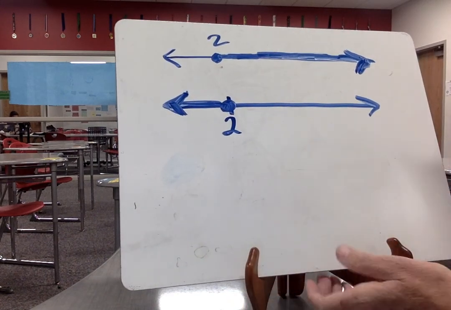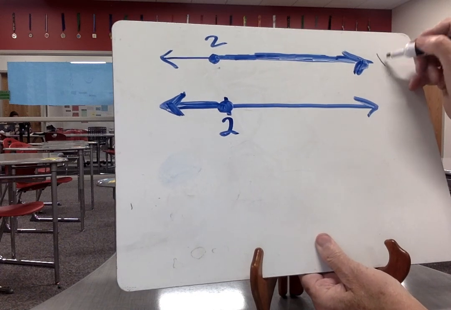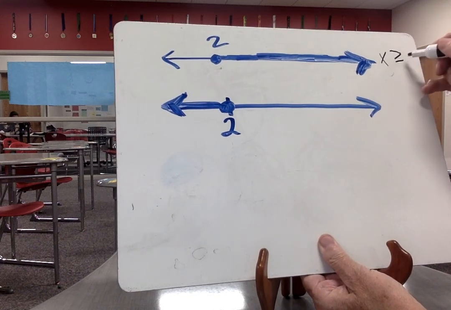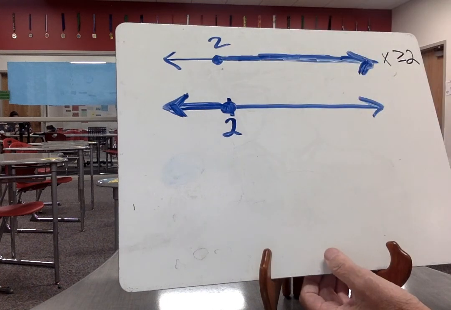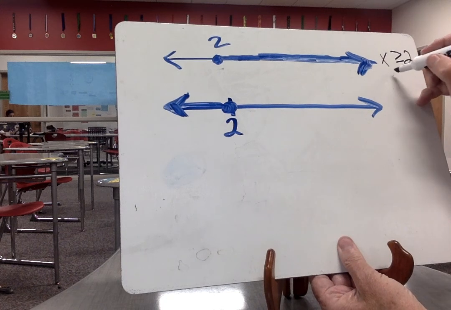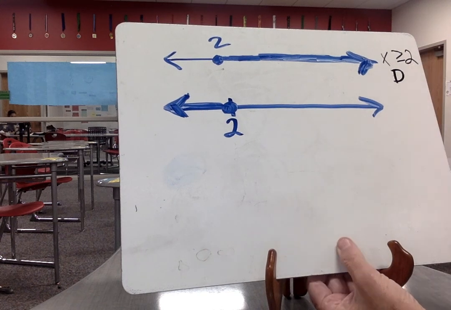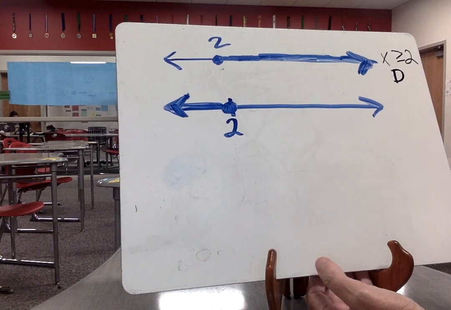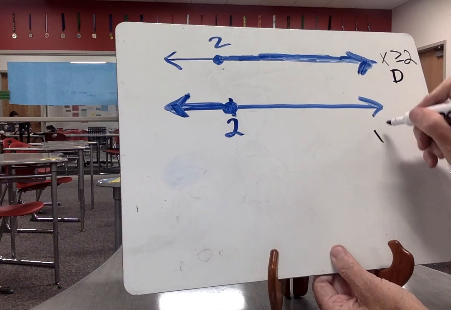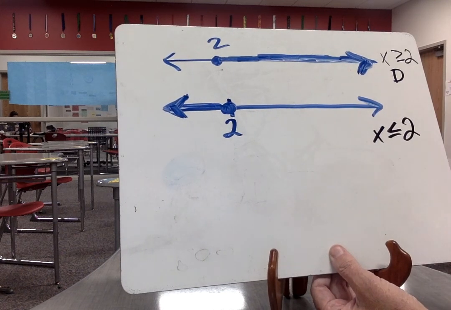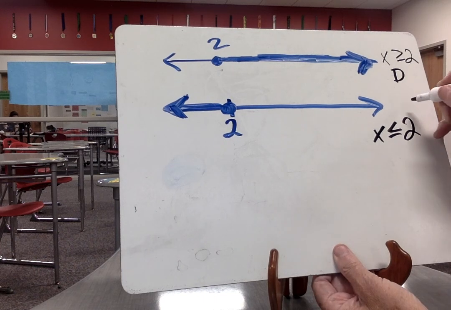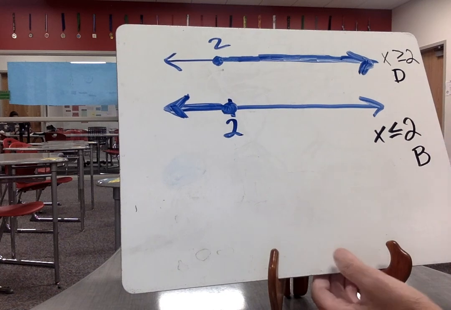So this one, X is greater than or equal to 2. See, it's or equal to because it's got a colored in dot, and that would be D. And the last one, X is less than or equal to 2, and we say which one would that be? That one would be B. Okay.